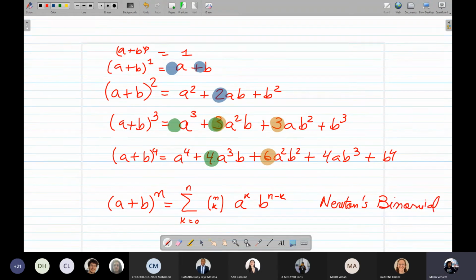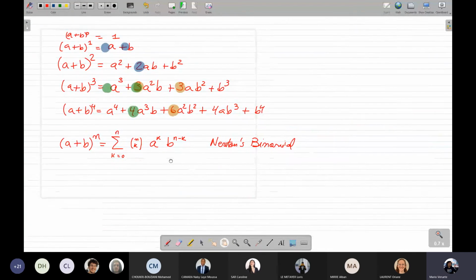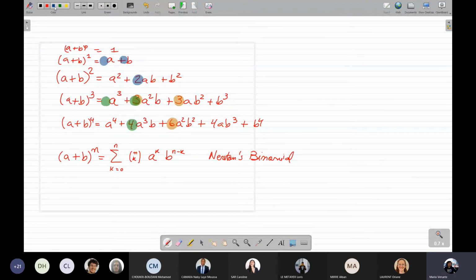Okay, and the magic is in the coefficients. You start with ones, and you write 1, 1, 1, 1, 1, 1. Then you end with ones also. So you start with ones and you end with ones.